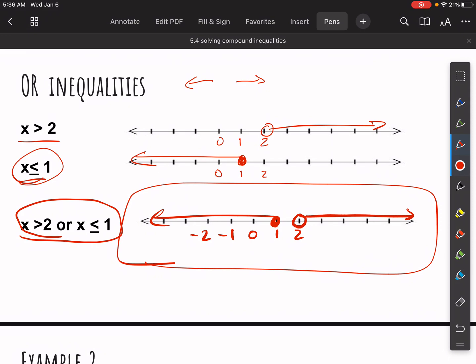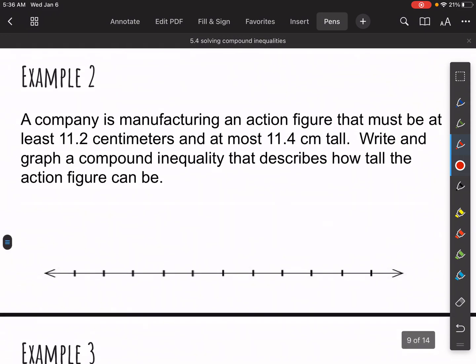So just make sure that you have good pictures with good open circles, closed circles, with arrows going the right way. Okay, example 2 says a company is manufacturing an action figure that must be at least 11.2 centimeters and at most 11.4 centimeters tall. Write and graph a compound inequality that describes how tall the action figure can be. So basically it's saying, we don't want this action figure to be outside of this range of 11.2 to 11.4.